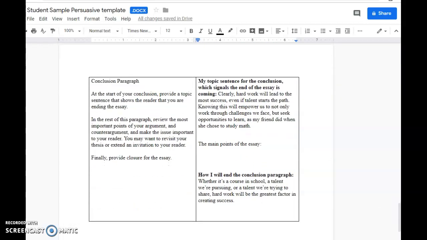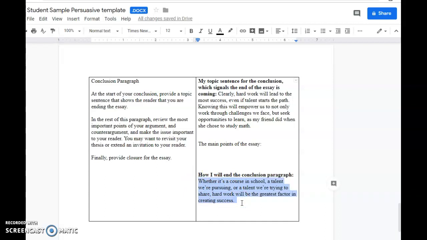And then look at this conclusion. This conclusion only has 2 sentences. They begin by saying "clearly" or "truly." So you want to start with a word that shows that you're ready to end your essay. And then they kind of combine both of these. They signal that it's the end, but they also summarize the main points of the essay. So you can do all of this in one sentence. And then they end their essay, okay?